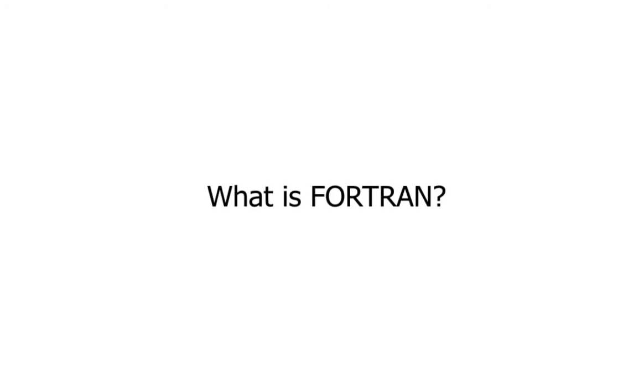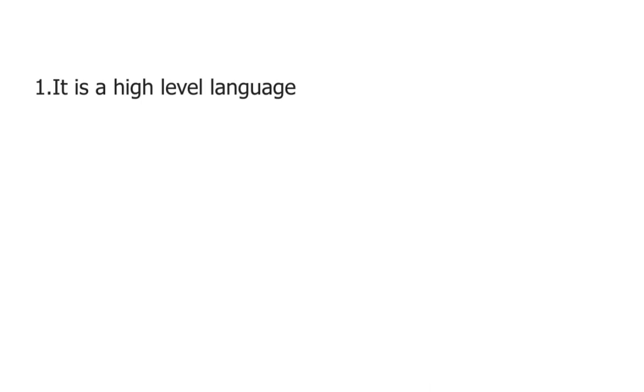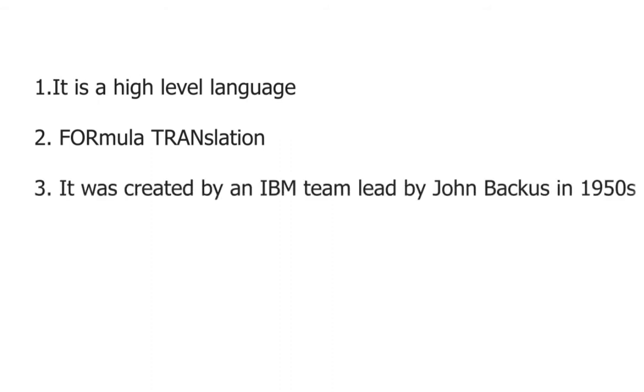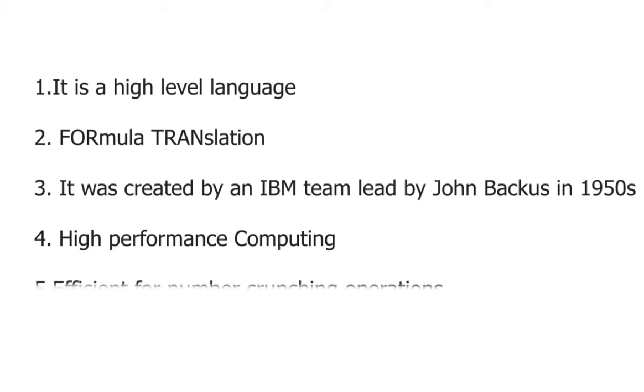Well, Fortran is, number one, a high level language. It stands for what we know as formula translation. It was created by a team led by John Backus in the 1950s at IBM, and it's a language that is specialized for high performance computing. It's extremely efficient when it comes to number crunching.